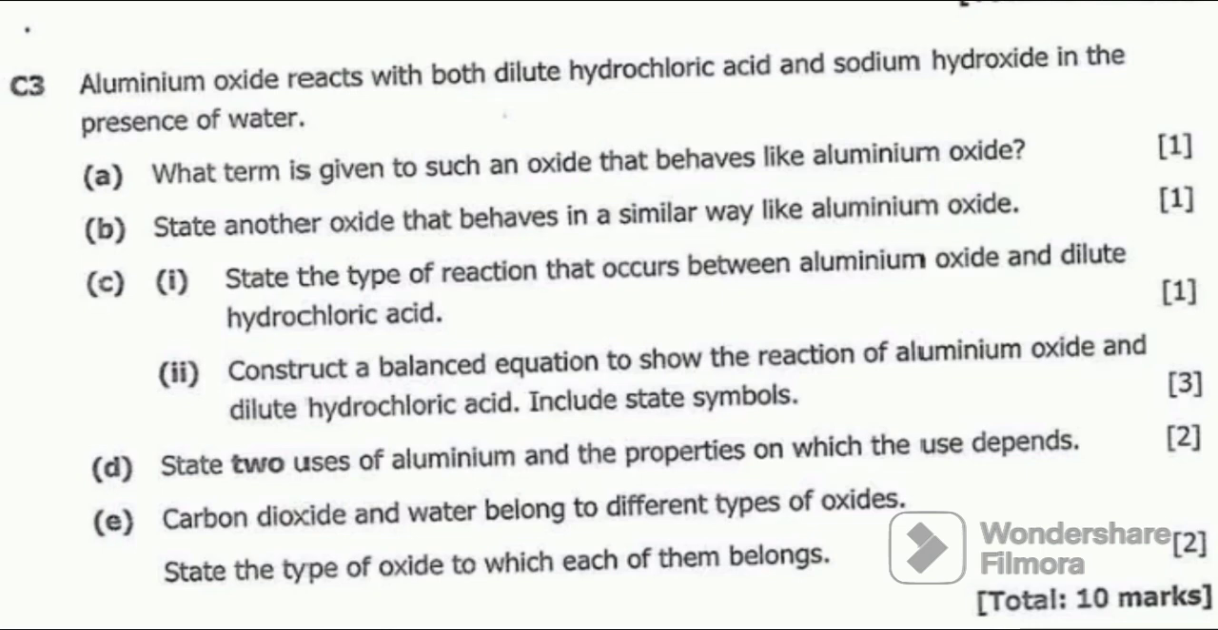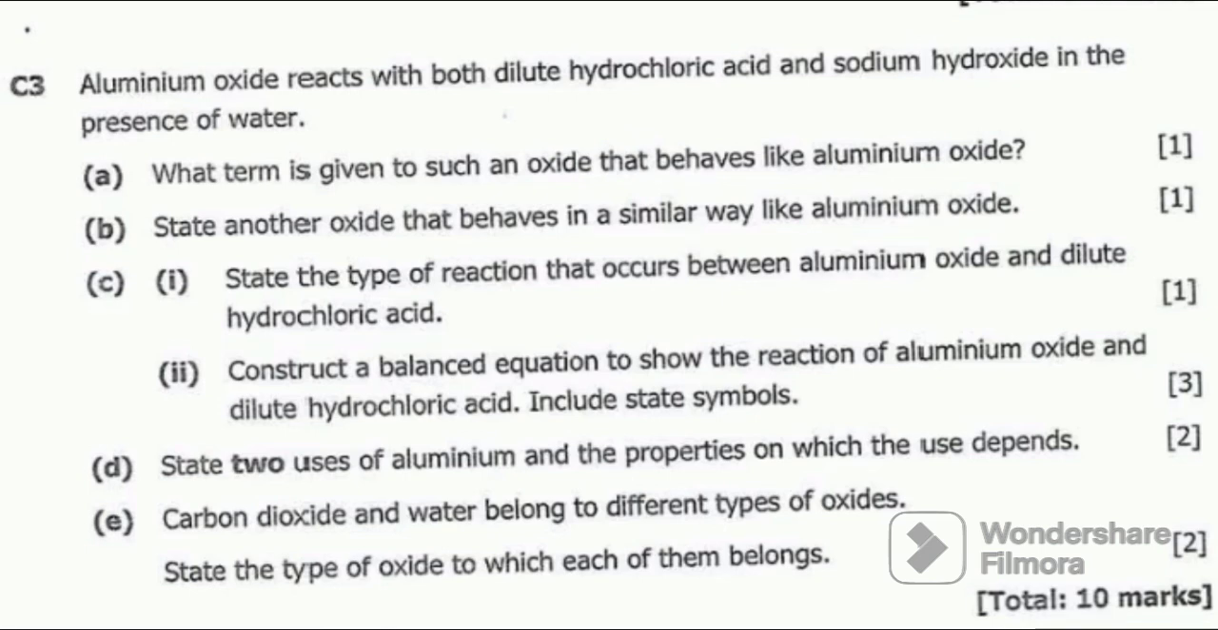E. Question E, the last question. Carbon dioxide and water belong to different types of oxides. State the type of oxide to which each of them belongs.